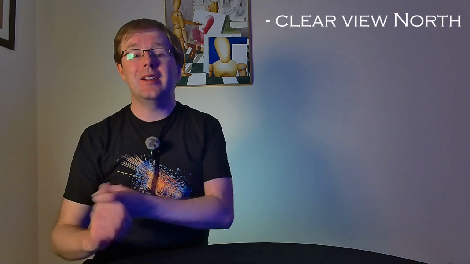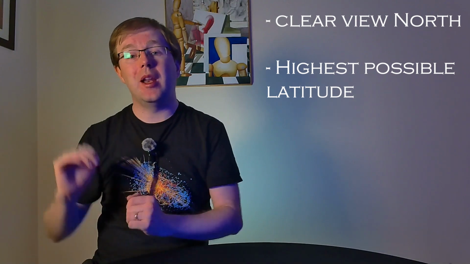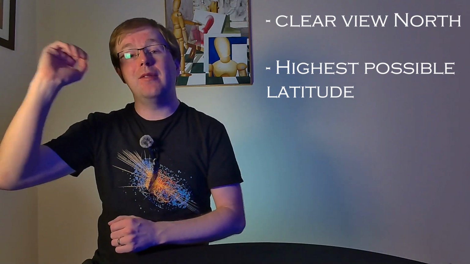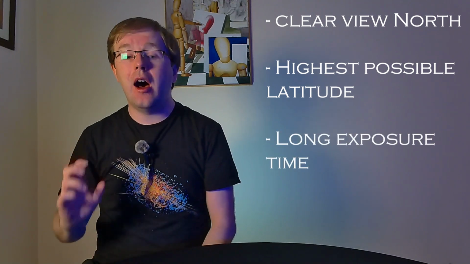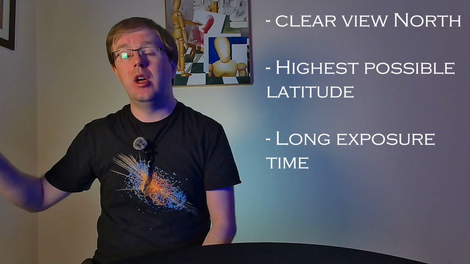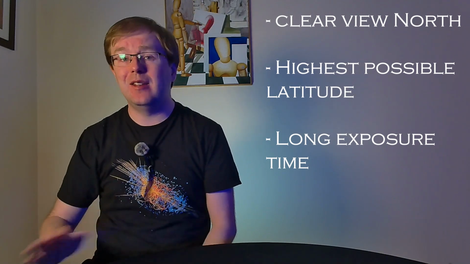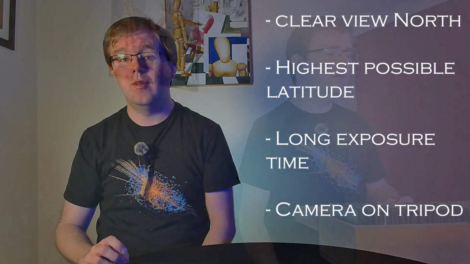For this to work best, you want a clear view to the north with minimal obstacles blocking where star trails will be. Get as far north as possible, as this will make Polaris higher in the sky and give you more circumpolar stars to observe. Use at least half an hour of exposure time to give the biggest angle possible, but if you can get longer than that, that's even better, and a really steady mount for your camera.